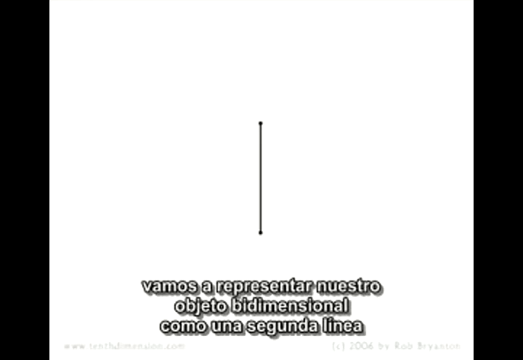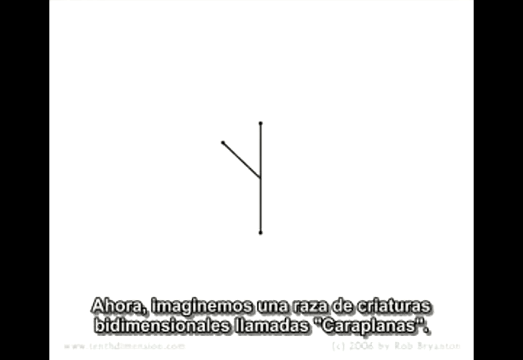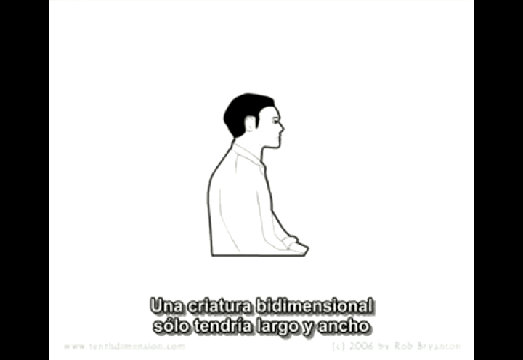To help us with imagining the higher dimensions, we're going to represent our second-dimensional object as being created using a second line, which branches off from the first. Now let's imagine a race of two-dimensional creatures called flatlanders. What would it be like to be a flatlander living in their two-dimensional world?